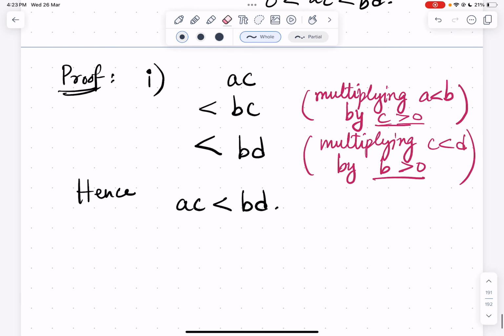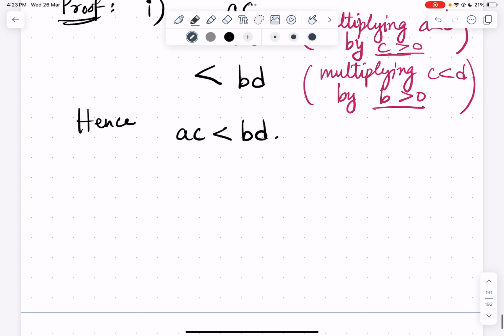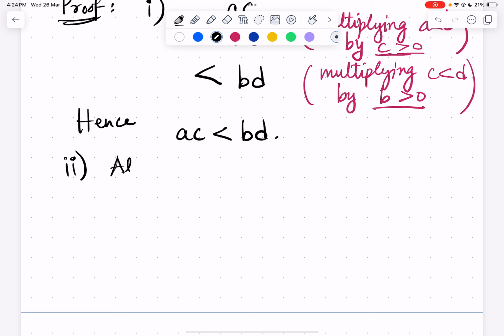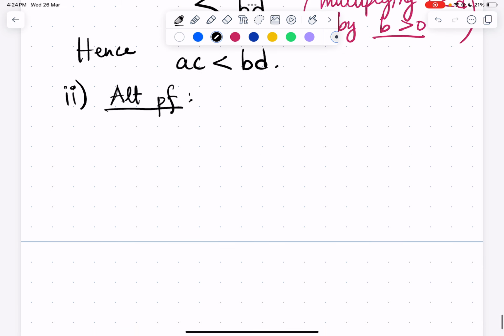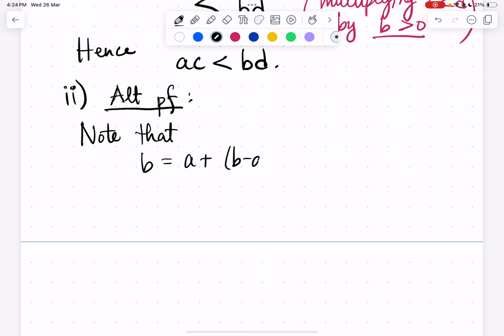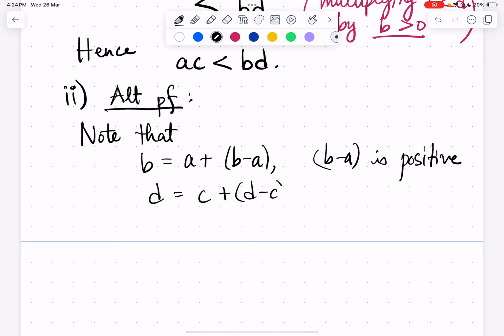So there's an alternate proof of this. The previous one sounds a little bit like a clever proof, so we'll give a more straightforward and genuine proof. Note that A is less than B, so B is A plus B minus A, and this B minus A is positive. This is what we mean by A is less than B. Similarly, C is less than D, so D is C plus D minus C, and this D minus C is positive.